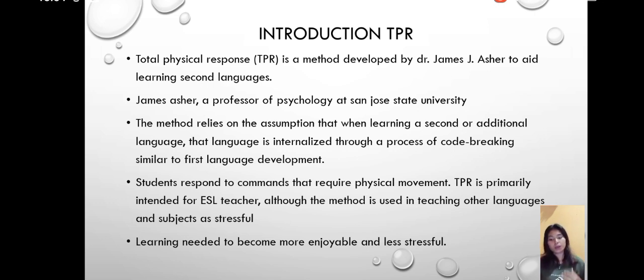TPR is primarily intended for ESL teachers. Although the method is used in teaching other languages and subjects. Stress is seen as a factor in learning. Learning needs to become more enjoyable and less stressful.